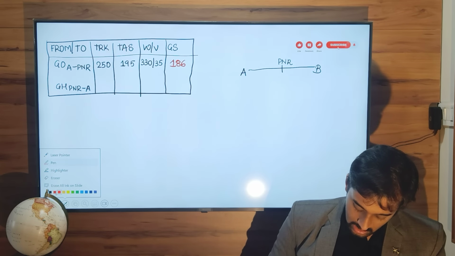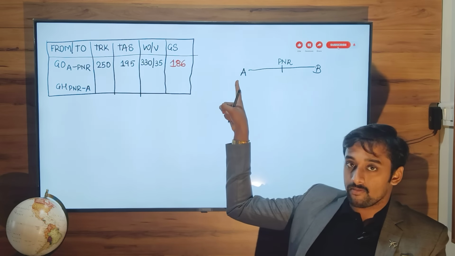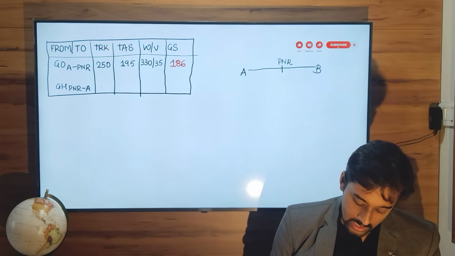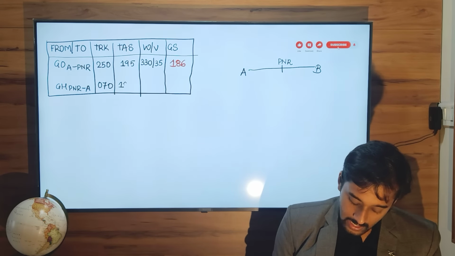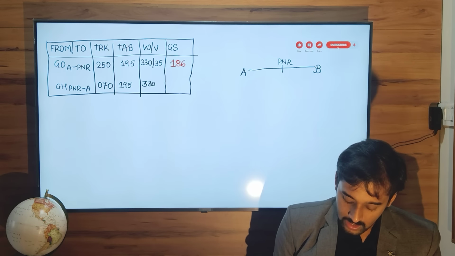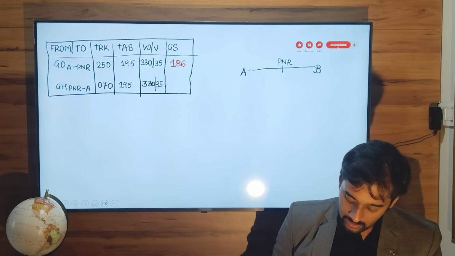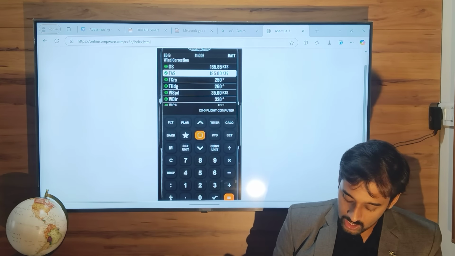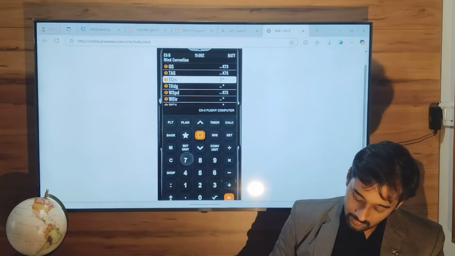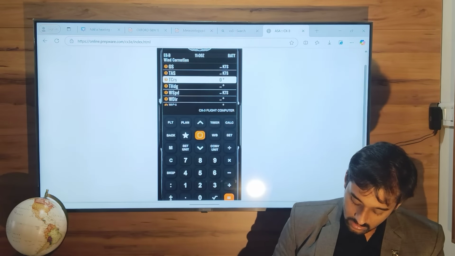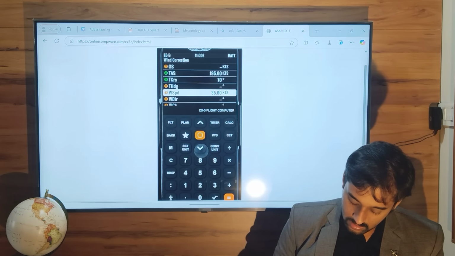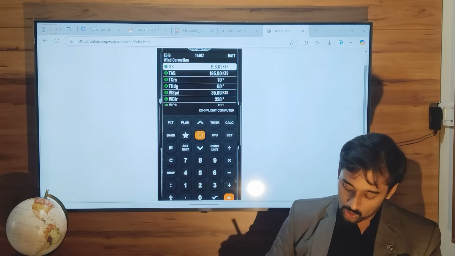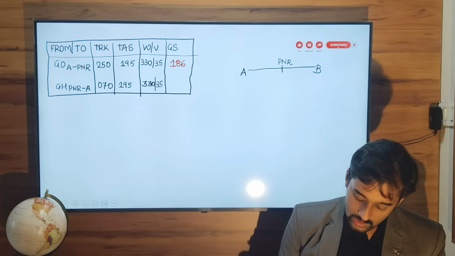Next, coming back from PNR to A. So reciprocal direction of 250 will be 070, speed 195 TAS, direction 330 at 35. So your ground speed will be how much? TAS is 195. True course is 70. So after putting all the values, you get a ground speed of 198 knots.